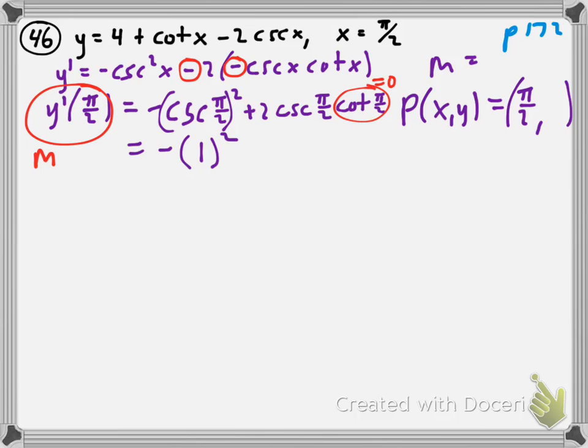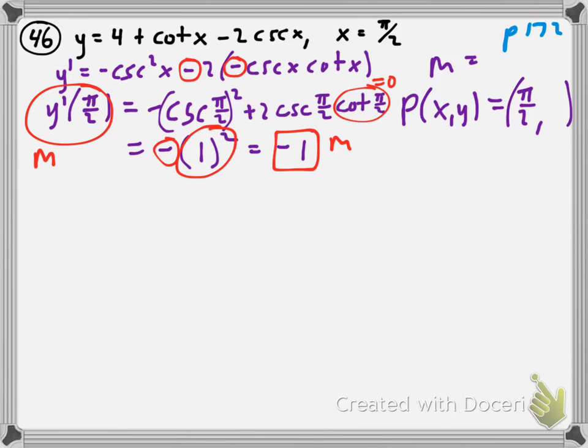And negative 1 squared. Don't make the mistake of squaring the negative 1. You're not squaring a negative 1, you're squaring a 1. Okay, so you have to do this first. Exponents come before multiplication. So negative 1 squared, which is negative 1. So there's our slope.